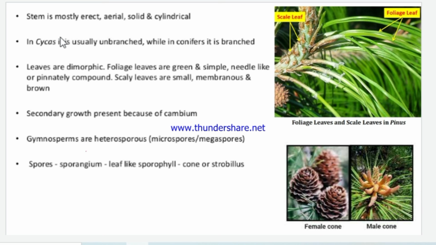Now, gymnosperms are heterosporous. They produce microspores and megaspores. And these spores are produced in sporangia on leaf-like sporophylls, which are called cones or strobili. See in the picture, this is a female cone, female strobilus, and this is a male strobilus. Female strobili are usually larger in size than male strobili.